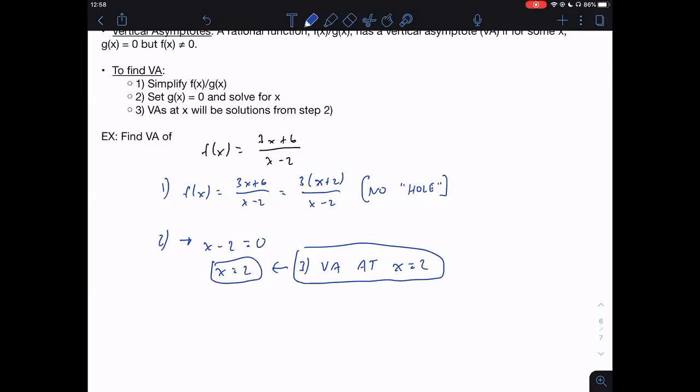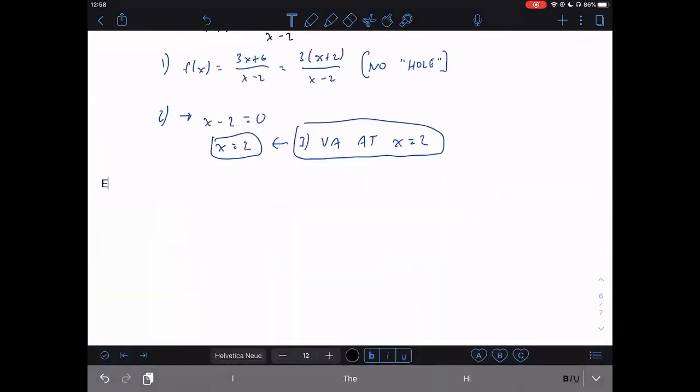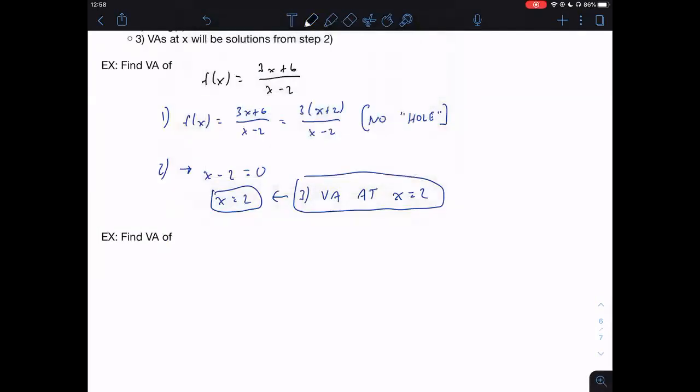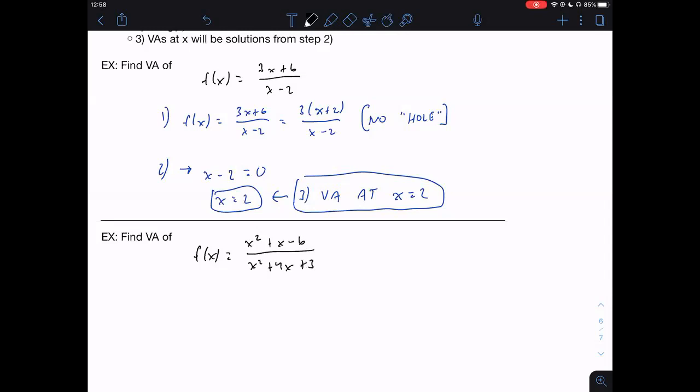Okay, let's do a second example here. Let's do another example, and let's find the vertical asymptotes of the following function. Let me section this off. So f of x equals, let's see, let's do a quadratic over another quadratic: x squared plus x minus 6 divided by x squared plus 4x plus 3.